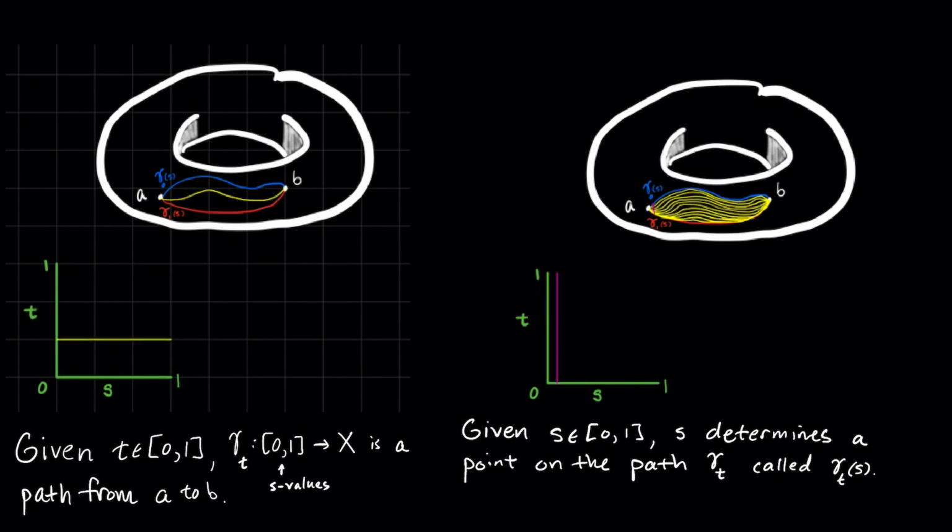On the right side, we're going to go with the other perspective. Given a specific value s between 0 and 1, s determines a point on each of the paths gamma t, so on each of the paths in that family. So now as you let s vary from 0 to 1, you see that all the points on the paths in the homotopy start at A and wind up going towards B.